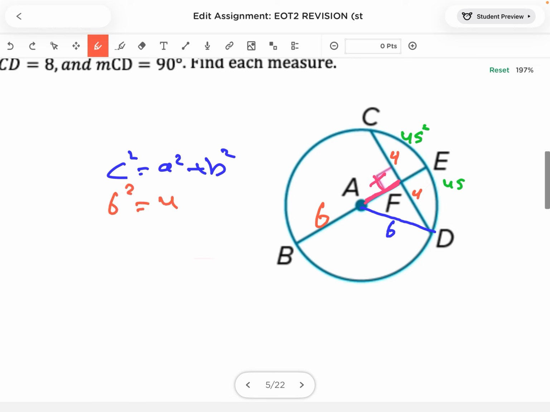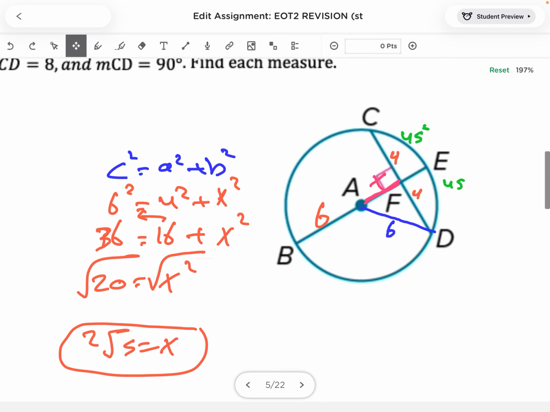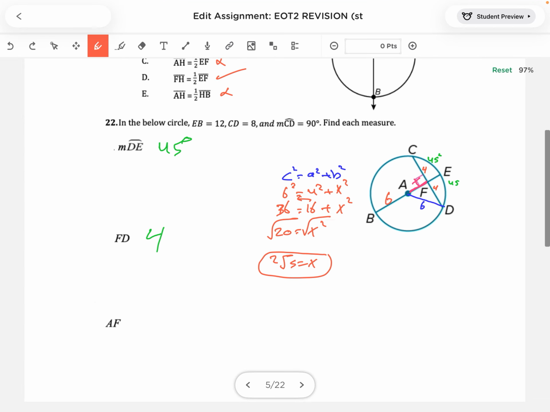6 squared equals 4 squared plus x squared. 36 equals 16 plus x squared, move it. 20 equals x squared, take the square root. The square root of 20 is 2 radical 5, that equals x. And this is the answer for this.